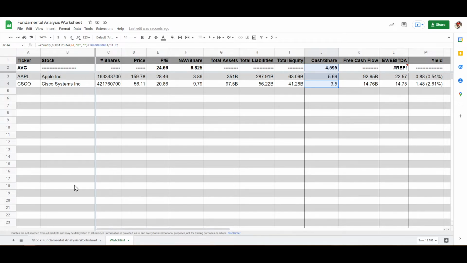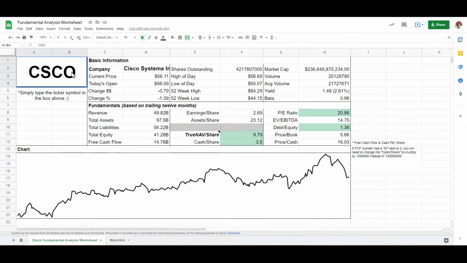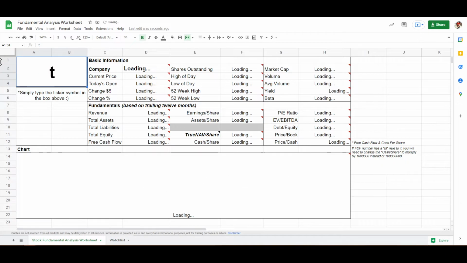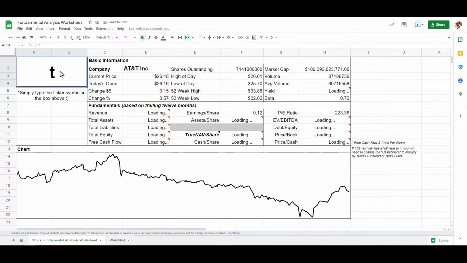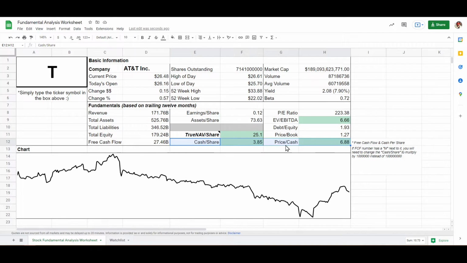All right, so let me go back to the first sheet. I'm going to check out another company. I'm going to look at AT&T. Whoops, this should be a capital. Right, so you'll notice here we've got a really good match, cash per share and price per cash. AT&T has a lot of cash on hand relative to its stock value. They're still paying a solid dividend, almost 8%, in spite of having all of this free cash flow.